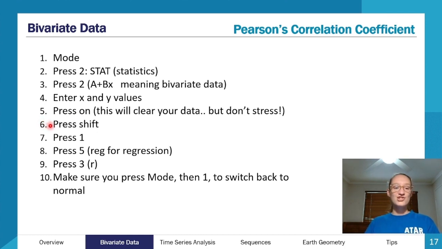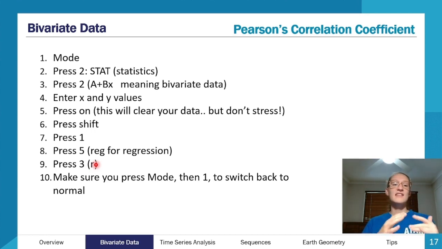And then after that you press shift 1, 5. And 5 will be associated with REG, which is short for regression, which is what we're doing. We're doing regression data analysis. And then you press 3, which will correspond with R. And then once you hit enter, that will give you your R value.